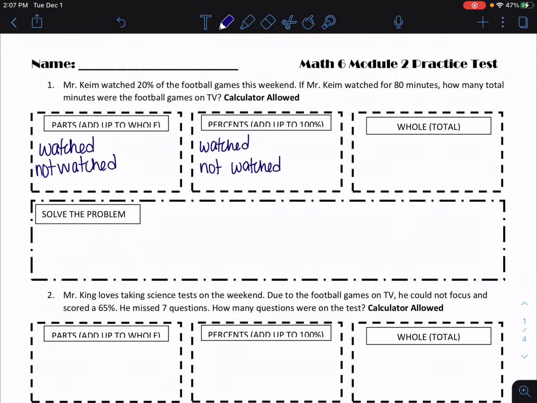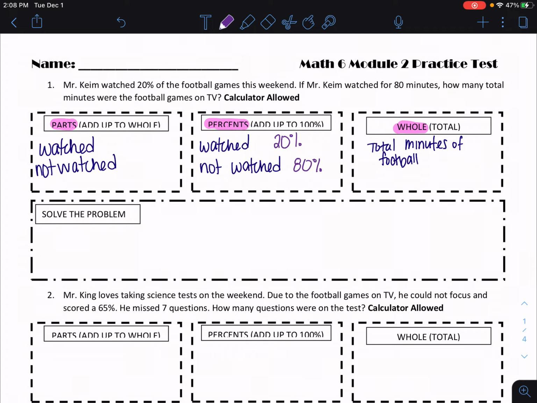Remember that your parts and your percents are going to be the same thing, but your percents have to add up to 100 and your parts are separate given information. And then our whole is going to be the total minutes of football. If Mr. Keim watched 20%, that's going to go in my percent box, 20% of football. So I've got my parts, my percents, and the whole. If he watched 20%, then he did not watch 80%, because 20 plus 80 equals 100.